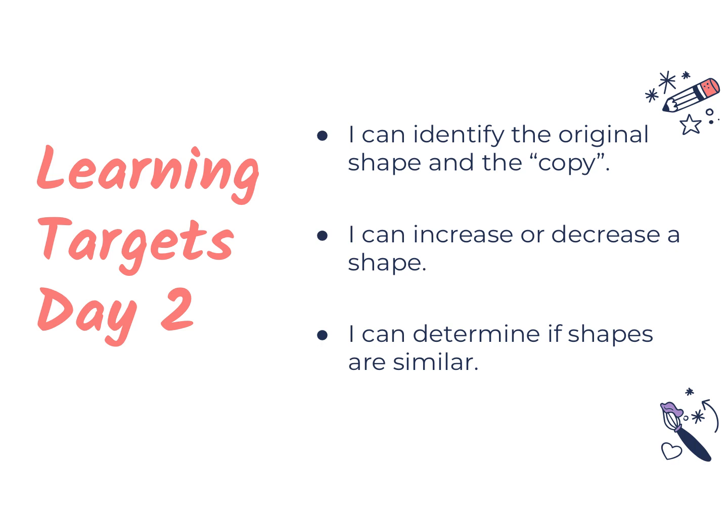Okay, so our learning targets for Day 2 of 4.1.1 are the same as they were for Day 1. They are, I can identify the original shape and the copy. I can increase or decrease a shape. And lastly, I can determine if shapes are similar. That was on there yesterday. We didn't quite get there yesterday. We will definitely get there today.